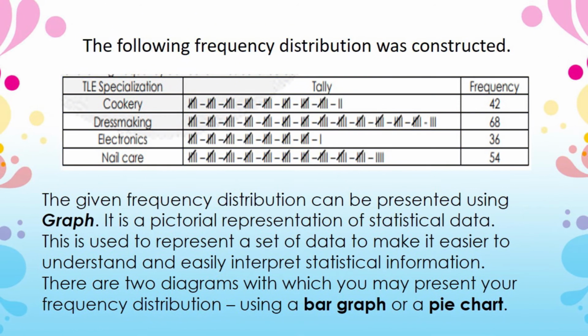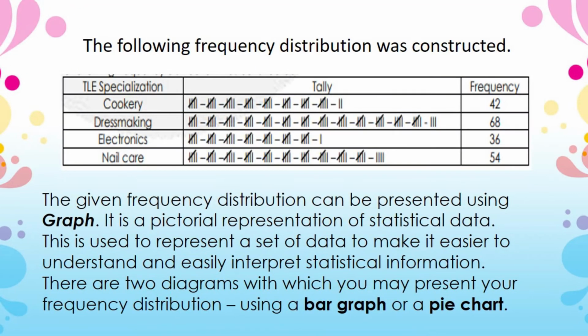The following frequency distribution was constructed. For cookery, we have 42. Dressmaking, 68, electronics, 36, and nail care, 54.